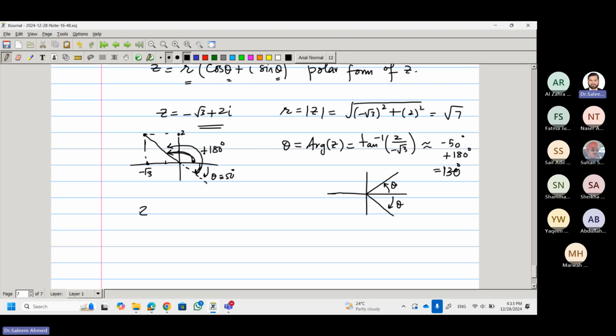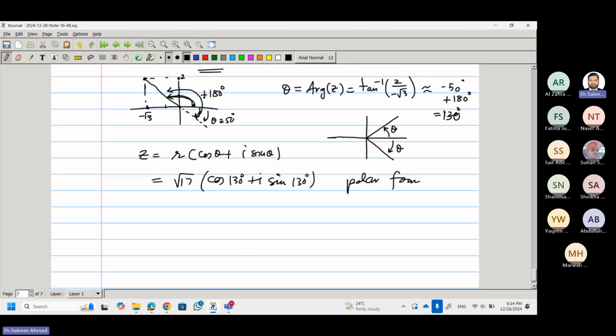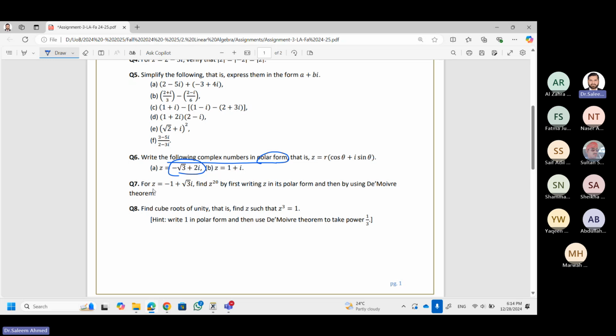So now if you write the polar form of z, it will be r into cos theta plus iota sine theta. R is square root of 17, cos 130 plus iota sine 130. This is the required polar form. Now, if they ask you to take any power, let's say they ask to find z to the power 20, it is very difficult to find directly. So what we do, we write z in polar form and then use De Moivre's theorem.